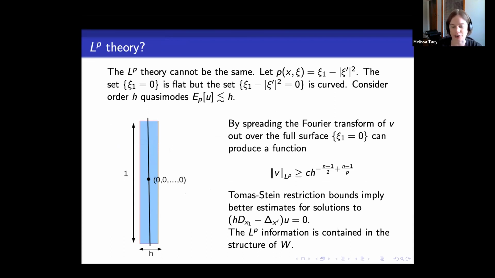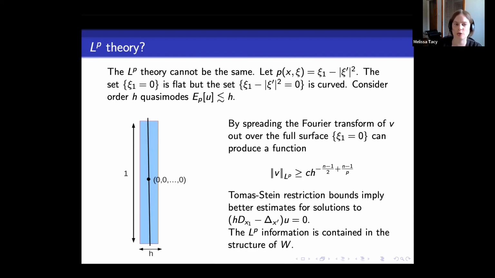And there's a very specific example that you can look at to show that. So I'm going to consider two operators. P1 of xi is xi1 minus xi dash squared. And then P2 is xi1, so the set xi1 equal to 0 is a nice flat set here. But the set where xi1 minus xi dash squared is 0 is curved, and this curvature matters.